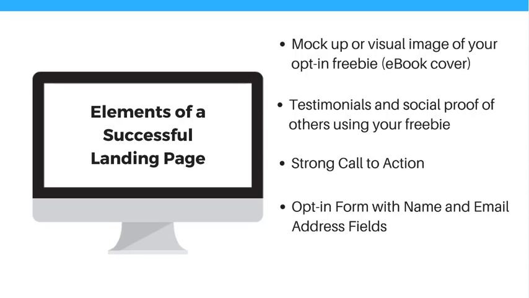You also want a strong call to action which tells them what to do next. So you'll say something along the lines of enter your information below and get instant access to my ebook. And then you want the button to say download now instead of sign up, because download now is a better call to action. You also want the opt-in form on the page that's got a name and email field so they can just put in their first name or both first and last name depending on what you choose, and then their email address.